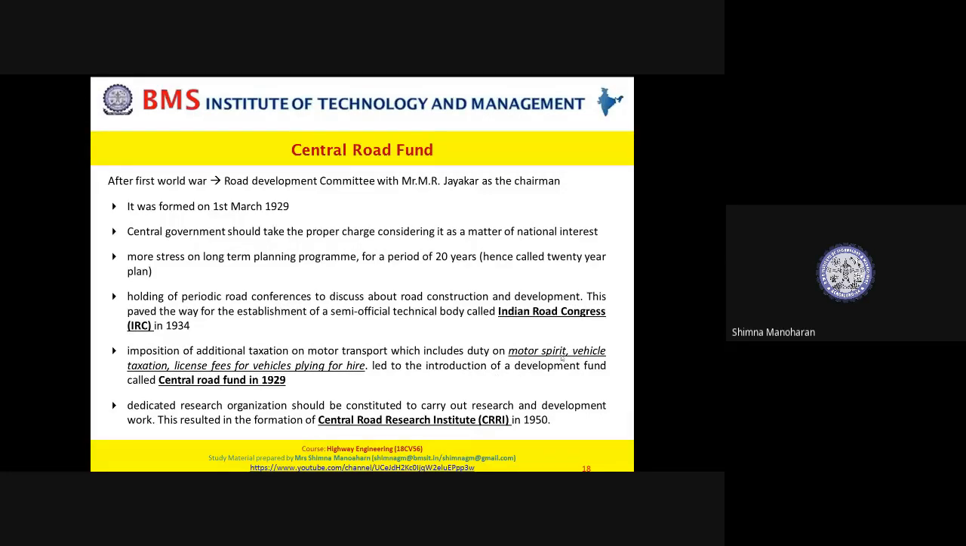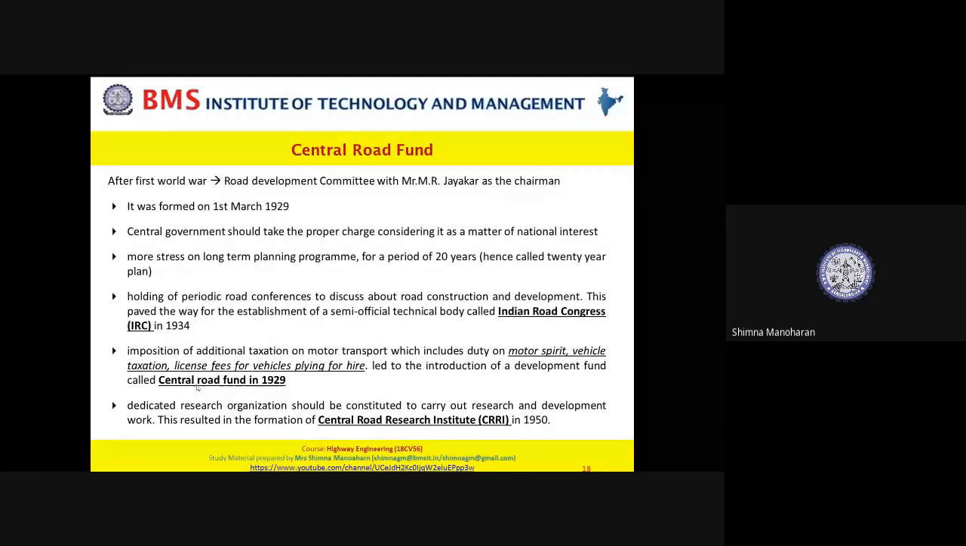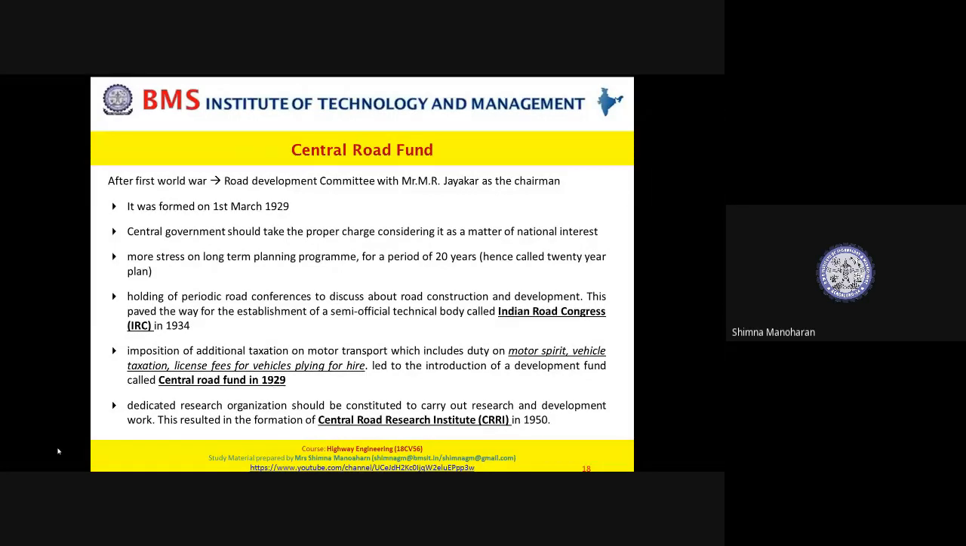Then, by imposing additional taxation on the public on motor transport, mainly on motor spirit, that is nothing but the fuel tax, then vehicle taxation, right? Whenever you buy a car, 10% will be the motor tax, and you have the license fees for vehicles plying for hire. So from all these additional taxes, Central Road Fund was established in 1929.